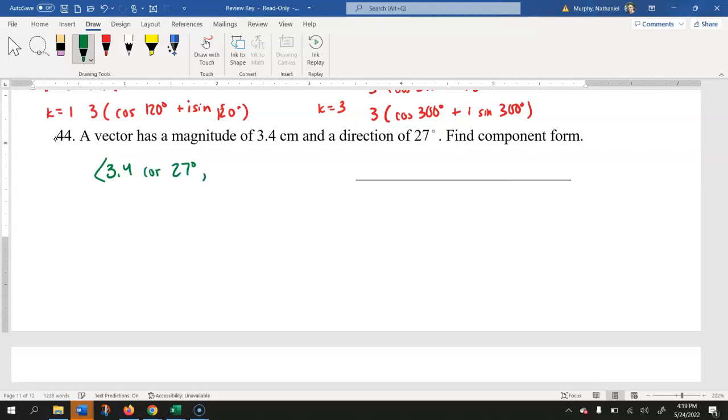So we take 3.4 times the cosine of 27 degrees and 3.4 times the sine of 27 degrees. When we do that, we get 3.03 and 1.54. That's all I have to do for number 44.